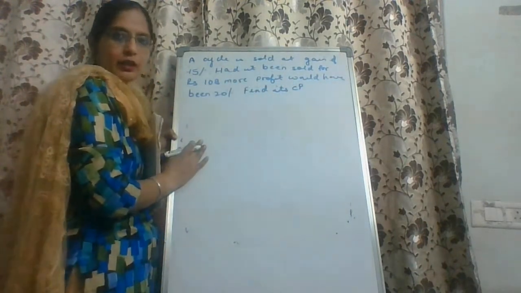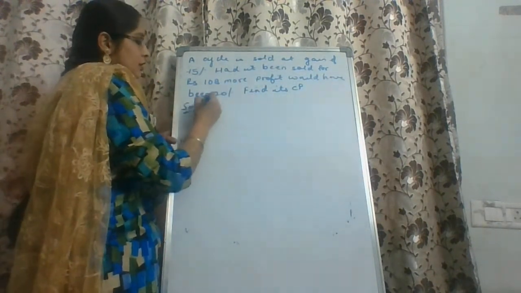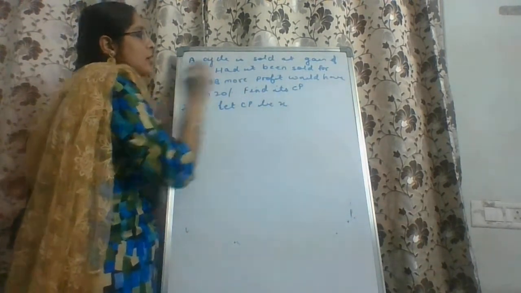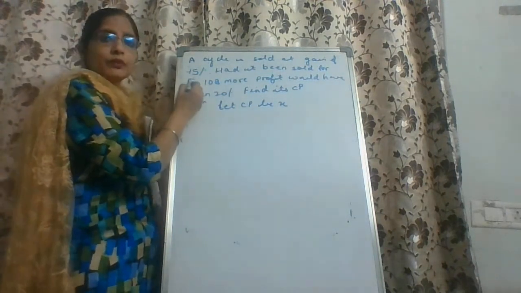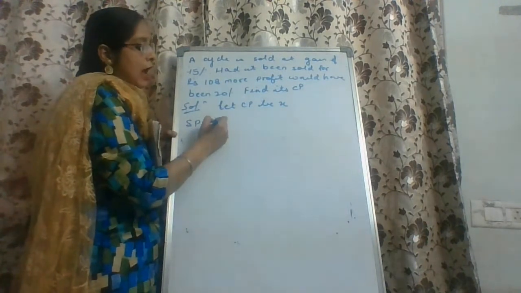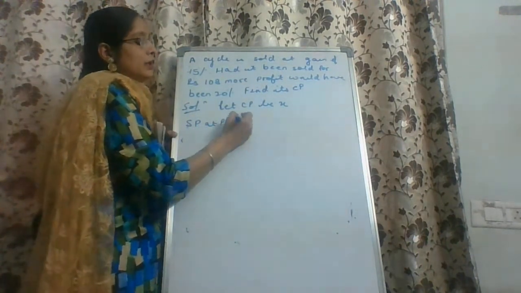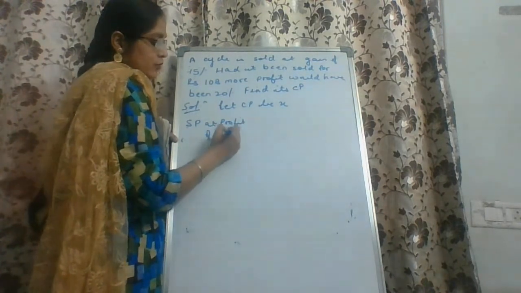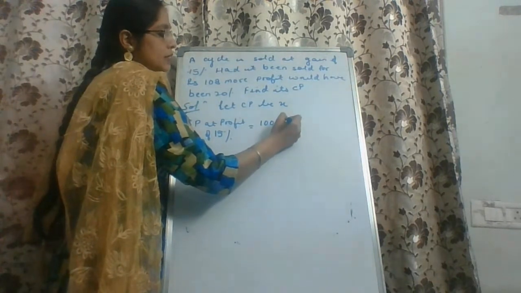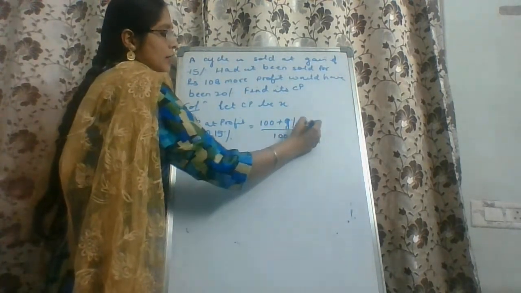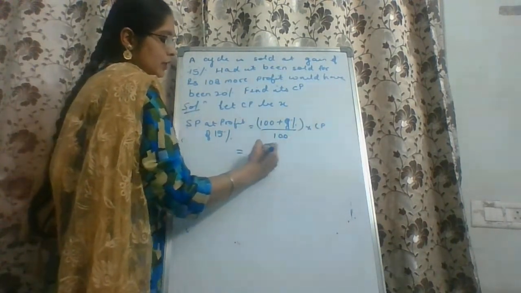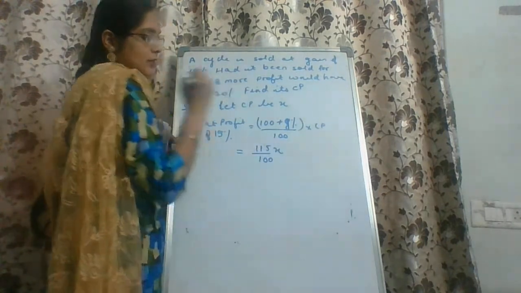Let the cost price be x. Now let us find the selling price at a profit of 15%. This is equal to 100 plus profit percent or gain percent upon 100 multiplied by cost price. If we solve this, it will be 115 upon 100 x.